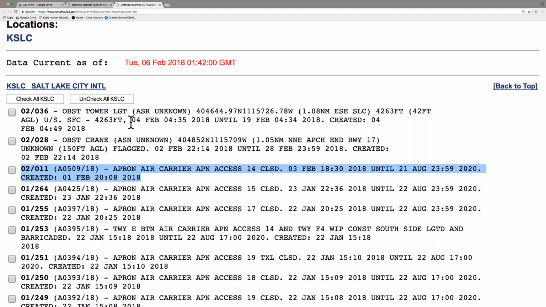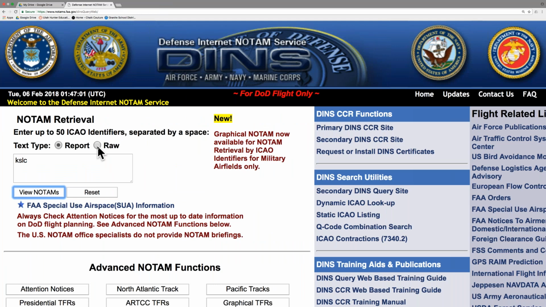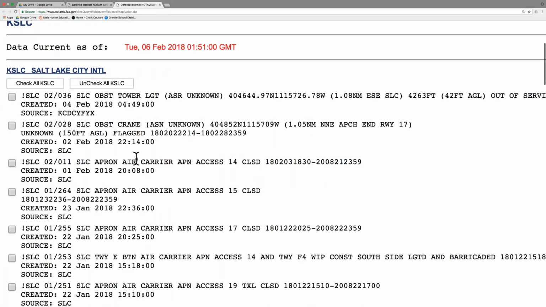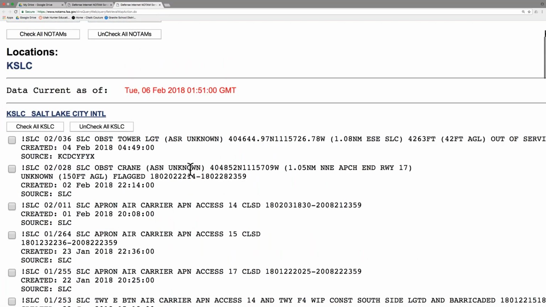I don't know what 30 is, but 2018 until created. I don't know the last part where it says all the times, but I know just what part of the airport's closed, like an apron. Okay. I just noticed that those were not the raw ones.